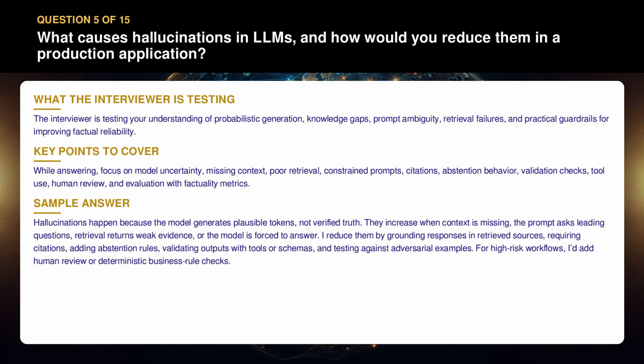I reduce them by grounding responses in retrieved sources, requiring citations, adding abstention rules, validating outputs with tools or schemas, and testing against adversarial examples. For high-risk workflows, I'd add human review or deterministic business rule checks.